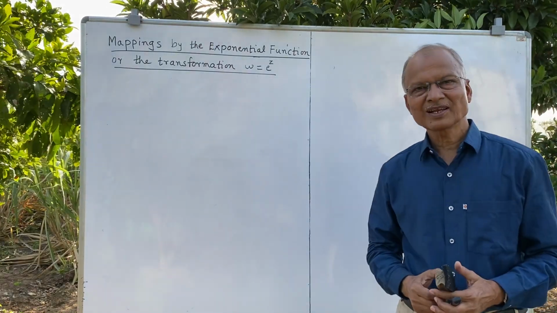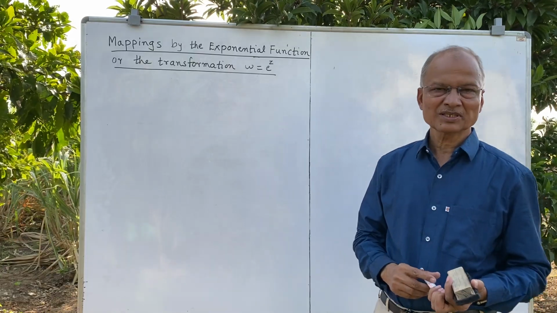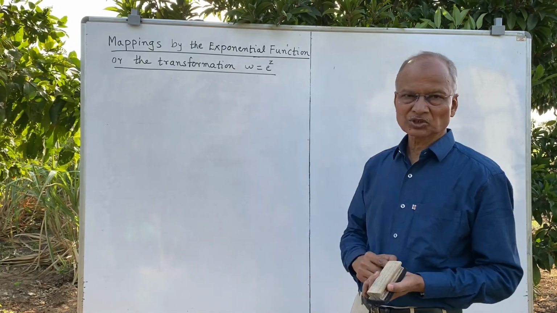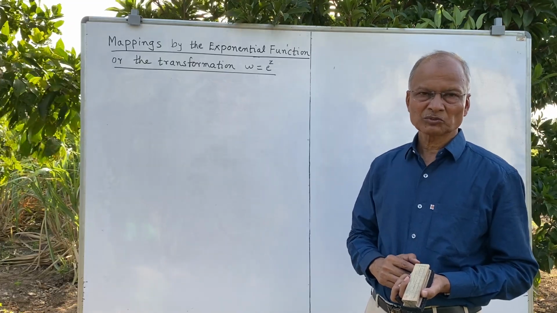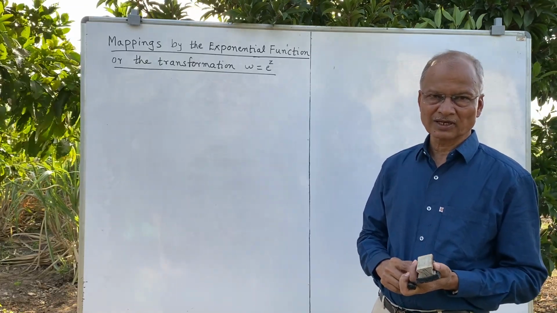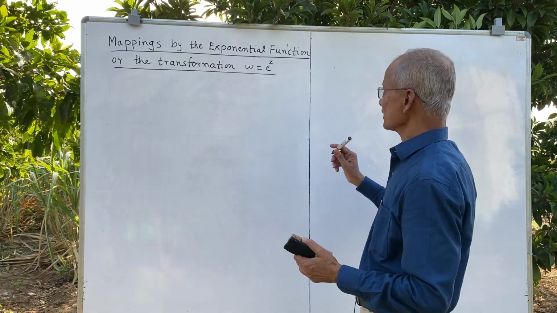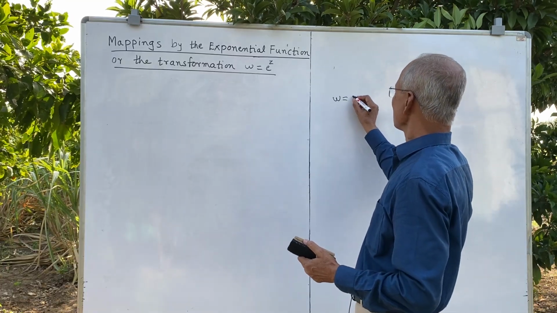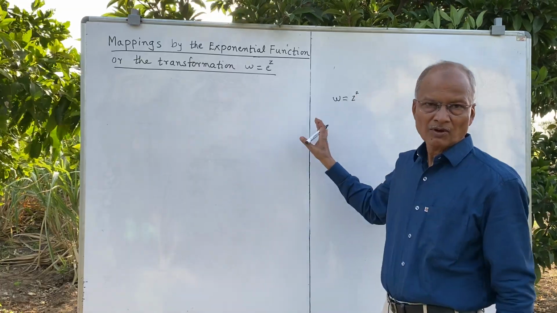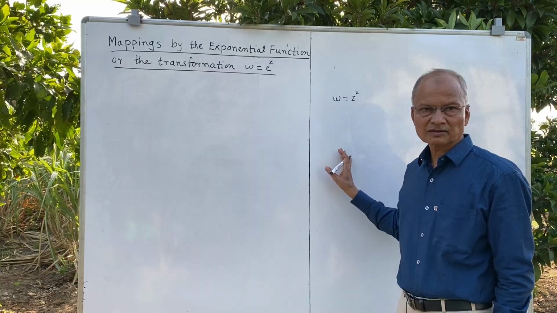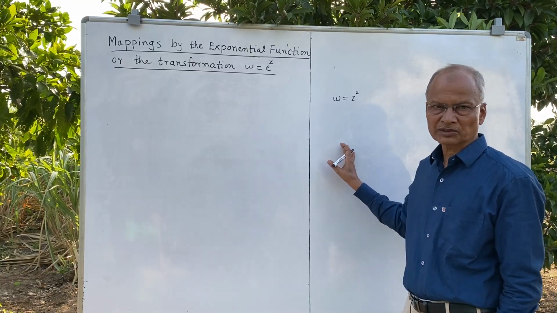Hello dear friends, welcome to a lecture on complex analysis. In this lecture we shall study mappings by the exponential function, or the transformation w is equal to e power z. In our earlier lecture we have studied how the transformation w is equal to z square maps a region from z plane to w plane, and we have seen its Cartesian form and polar form also.